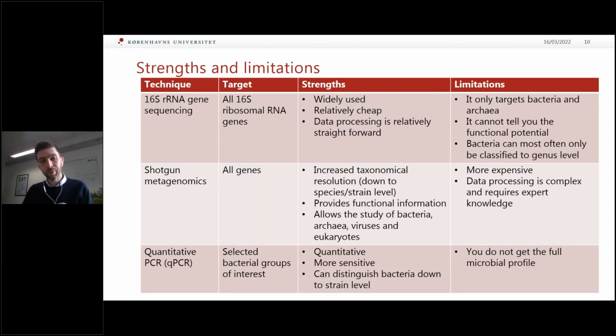Species and strain level annotation can more easily be done using shotgun metagenomics. And you also get the functional information from that type of data. You can also get information on the viruses and eukaryotes that are in the stool samples. But it's more expensive, data processing is complex, and it requires expert knowledge. Finally, we have qPCR, which is mainly used for validating other findings, for looking at specific groups. It's more sensitive, and this is sometimes done to validate findings obtained from 16S gene sequencing, but you do not get the whole microbiome profile.